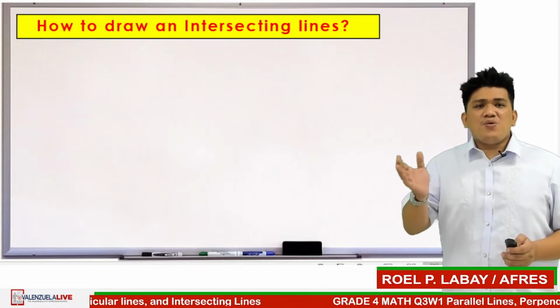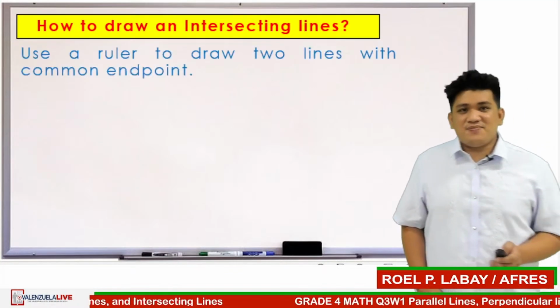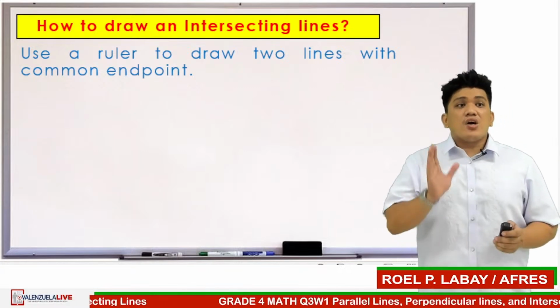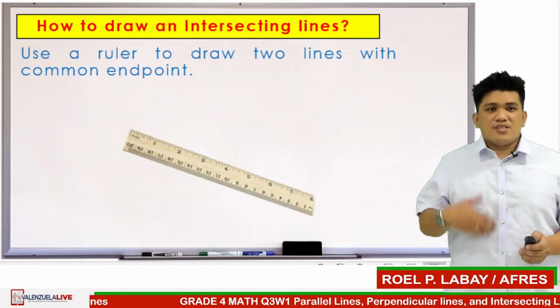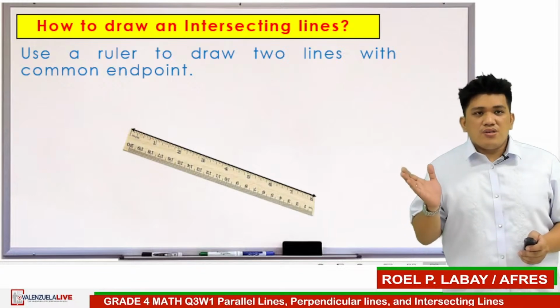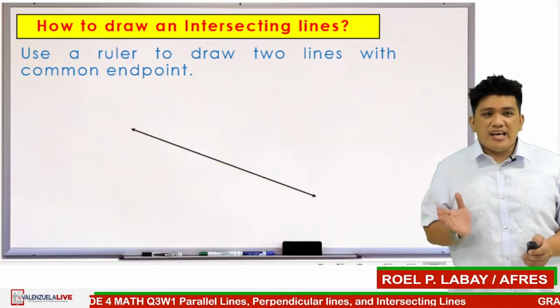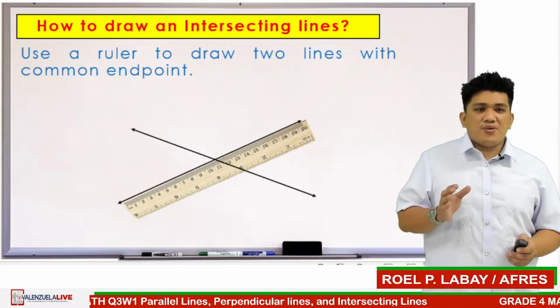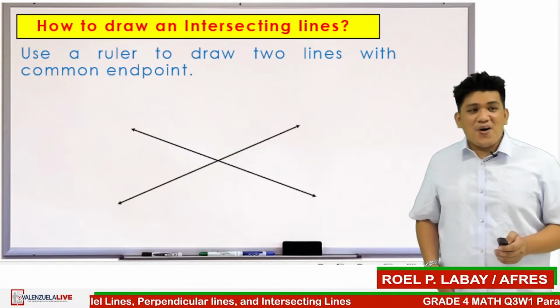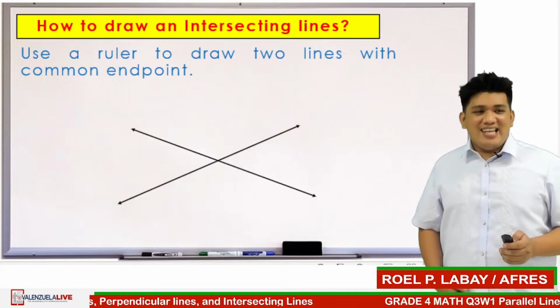Now, how will we draw intersecting lines? First, we will use a ruler to draw two lines with a common endpoint. I have your ruler. Then we will draw two lines with a common endpoint. Then another one. And now, this is an example of intersecting lines.